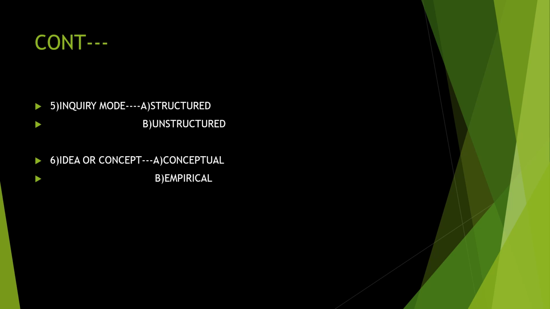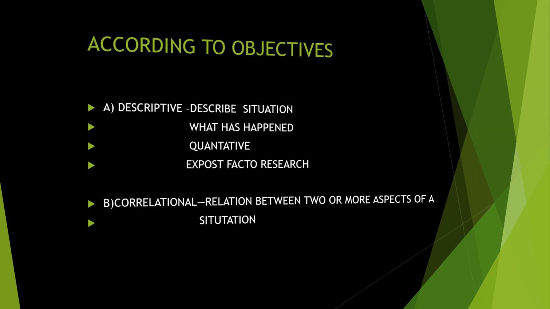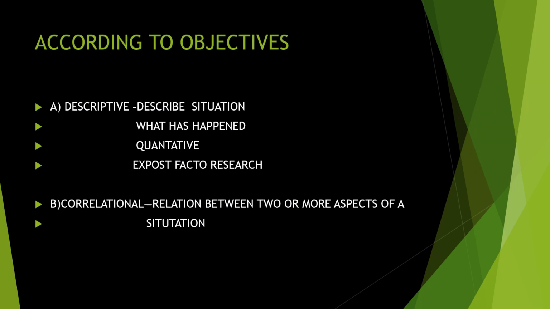Today we are doing a detailed description only about the objective. According to the objective, 5 types are there. We have seen that, and we will discuss it in today's class. According to objectives, the first one we said is descriptive. Describe the situation, what has happened. Quantitative and exposing facts through research. These are the points you have to keep in mind about the descriptive type of research.